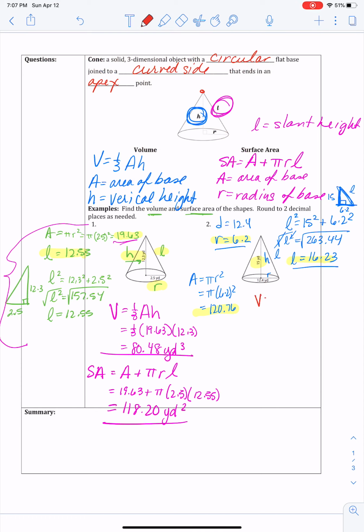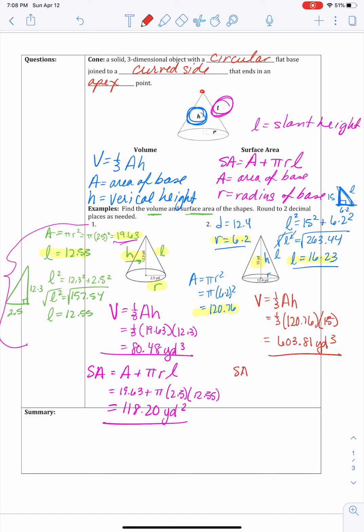I have all the variables I need to be able to solve either part of this problem. So we'll start with volume. 1/3 the area of the base times the height. 1/3, please use your fraction keys, it's so much easier. 120.76 times 15. That is 603.81 yards cubed.